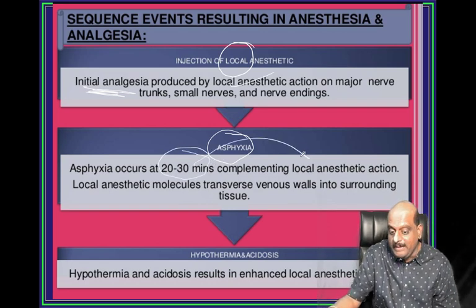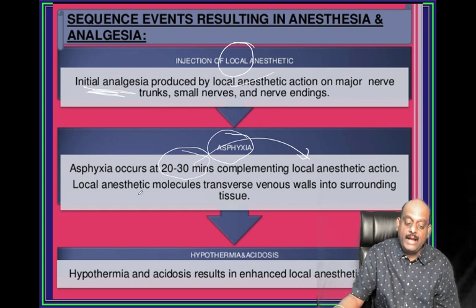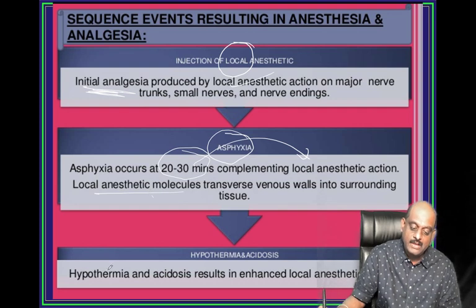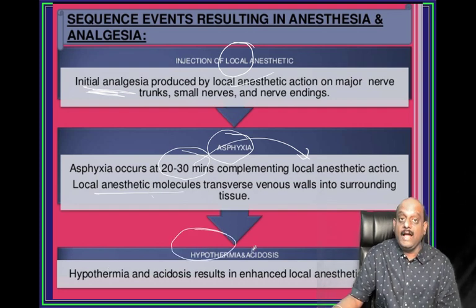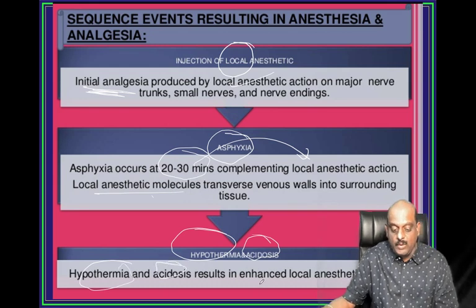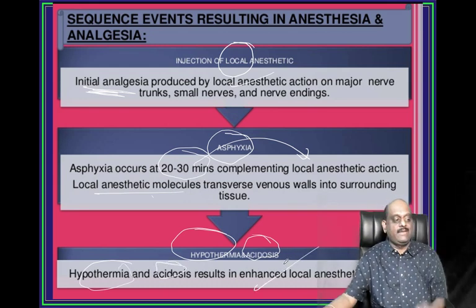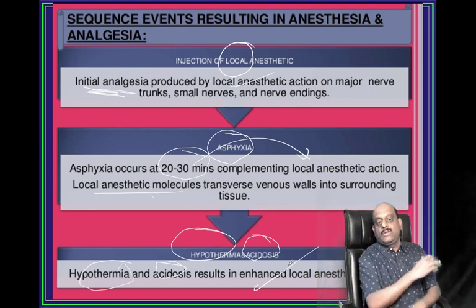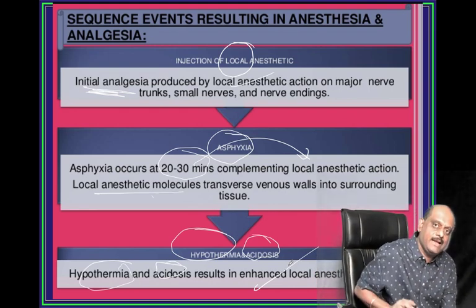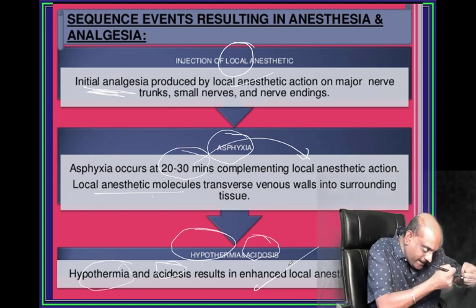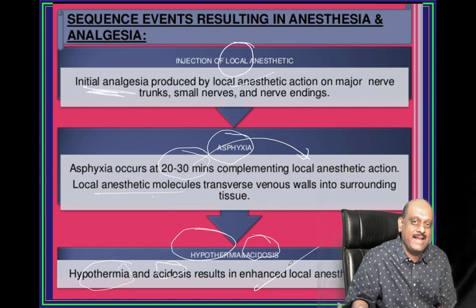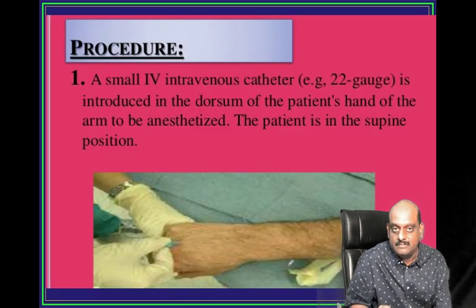And that complements the local anesthetic. And the local anesthetic will traverse the venous wall into surrounding tissue. Then hypothermia and acidosis lead to enhanced local anesthetic activity. A combination of local anesthetic, asphyxia, hypothermia, and acidosis, all created in that limb, contributes to anesthesia and analgesia in case of Bier's block.